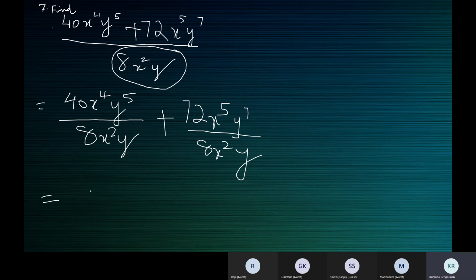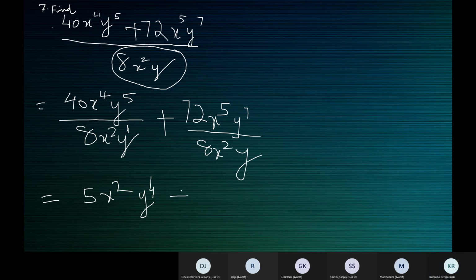Now we know 40 by 8 is 5. X to the power 4 divided by x squared is x to the power 2, because 4 minus 2. When it's division, we subtract the powers, as the bases are same. X power 4 divided by x power 2 is x power 4 minus 2, which is 2. And when there's nothing here, it's 1. Y power 5 divided by y power 1 is y power 4. Division, subtract the powers. 5 minus 1, 4.